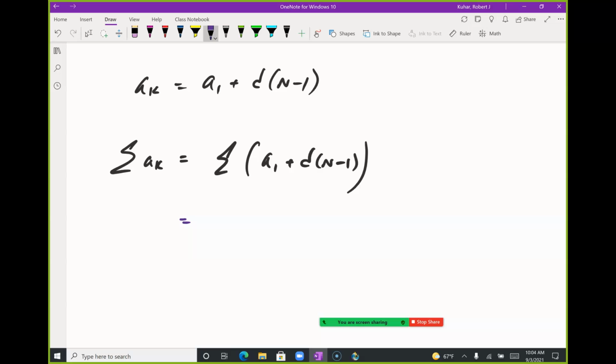No problem. So I know that I can distribute the sum, right? I can get the sum of a sub 1, and I can get the sum of d times n minus 1.